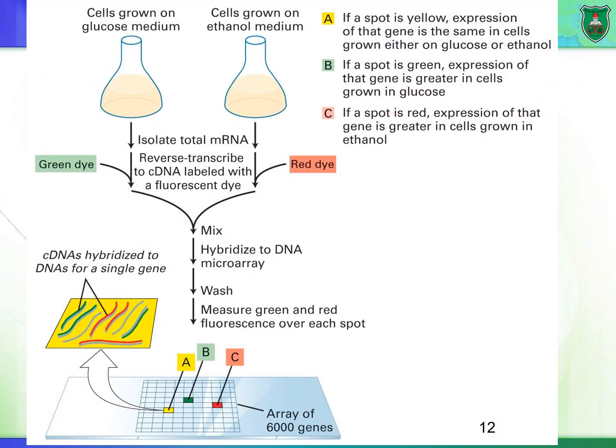So this is an example, and you can read this example. These are bacterial cells grown in glucose or grown in ethanol. So this is what we do. We isolate the messenger RNA, we convert it to cDNA, we mix them, we add them to the array, and these are the probabilities, and you would get something like this. Okay, so you can read this again on your own.